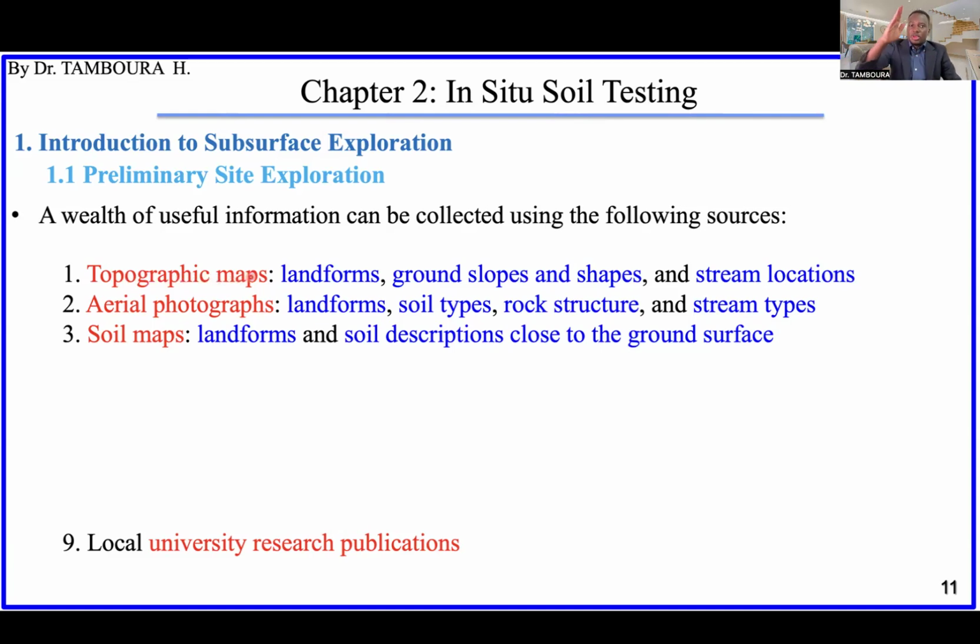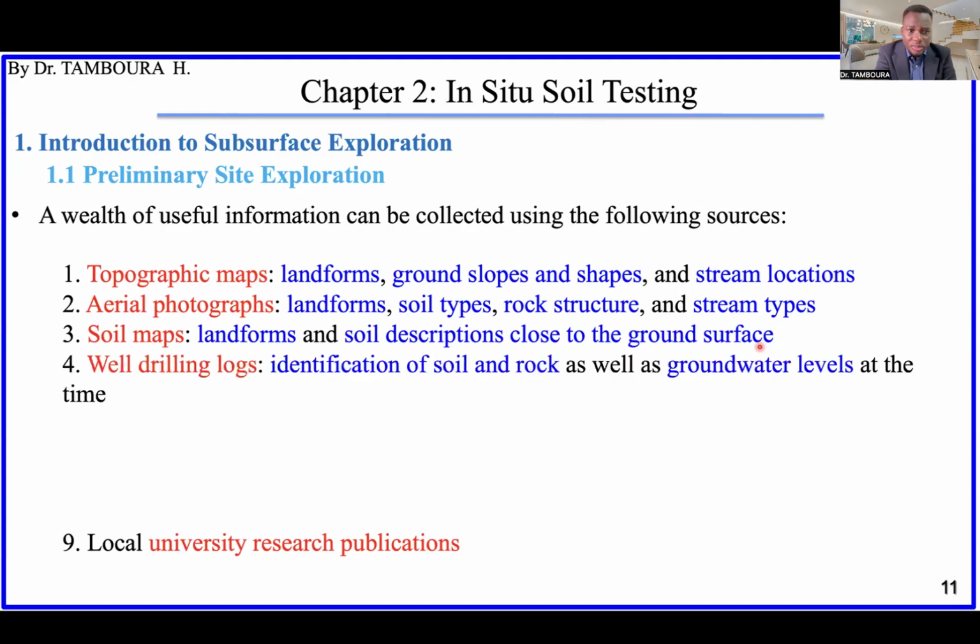Topography is just the shape of the surface of the soil, but this soil map will also give you the landform and soil description close to the ground surface. For example, the type of soil, is it sand, is it clay, but at the surface, not deep down. And also information like well logs, that can help with identification of soil and rock, as well as groundwater level at the time.